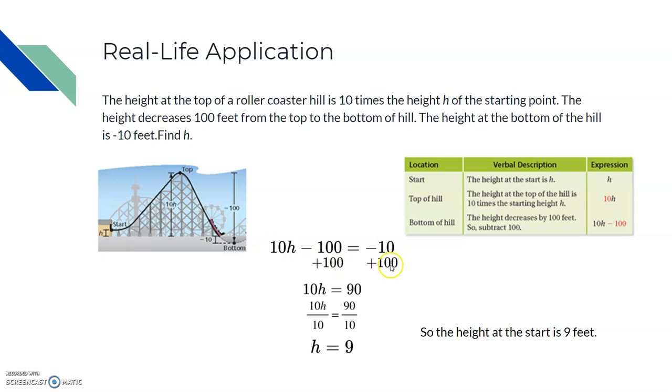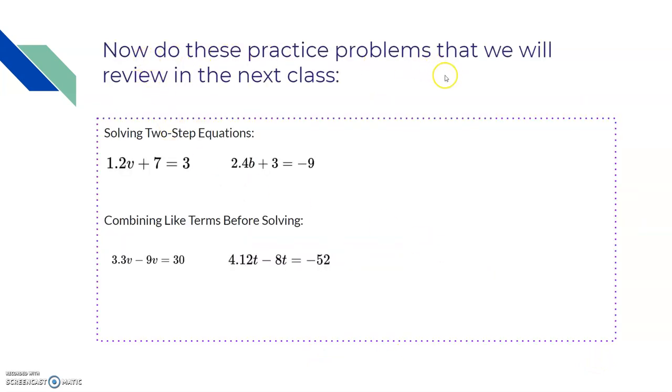We have to add 100 on both sides. They cancel out. This equals 90. 10h equals 90. We have to divide 10 on both sides. h equals 9. So the height at the start is 9 feet. Now do these practice problems that we will review in the next class. We have solving two-step equations, and we also have combining like terms before solving.